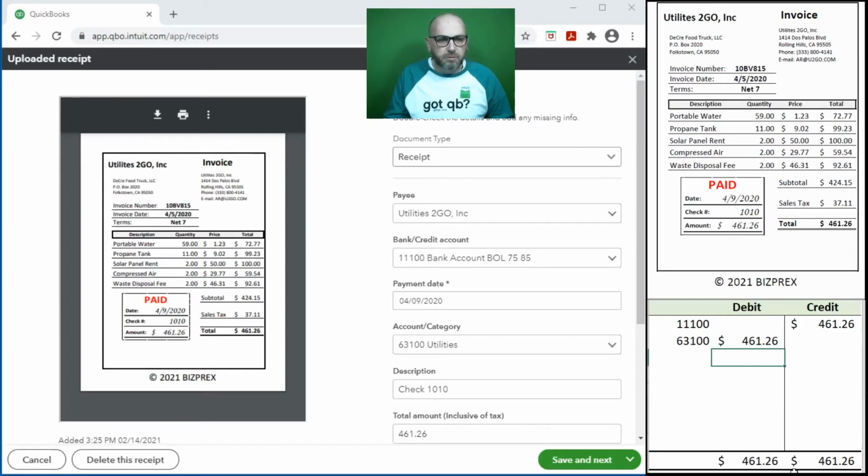Here it is. Debits and credits are in balance, even though the amount is here once. This amount serves as both debit and credit. It is a debit to account 63,100. It is a credit to account 11,100.